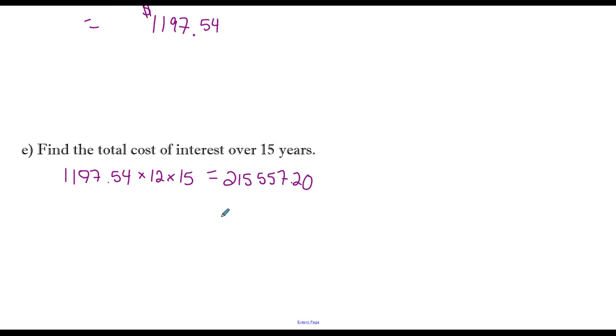Now, for the total interest, subtract off the amount you actually borrowed, just like we did with simple interest and compound interest in chapters before. So this gives us $52,557.20. So we are paying over $50,000 in interest to borrow this money for 15 years.